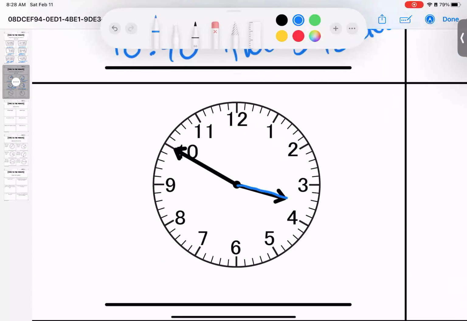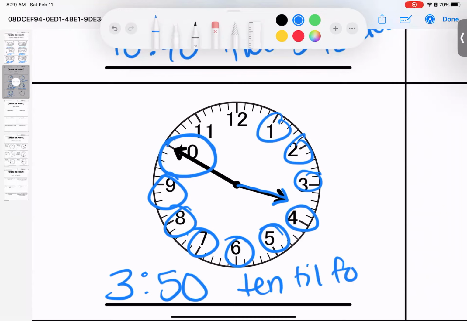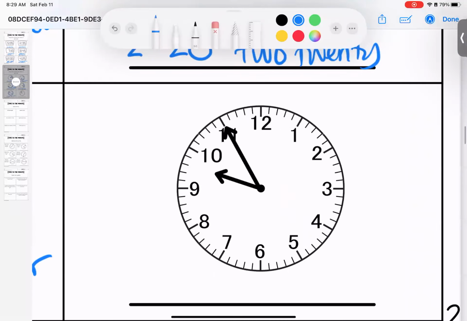All right, hour hand. Between the 3, not quite to the 4, but we're getting close to the end of the hour, so be careful. We have how many minutes? 5, 10, 15, 20, 25, 30, 35, 40, 45, 50. This is 3:50 or 10 till 4. We can write out 3:50 or 10 till 4.